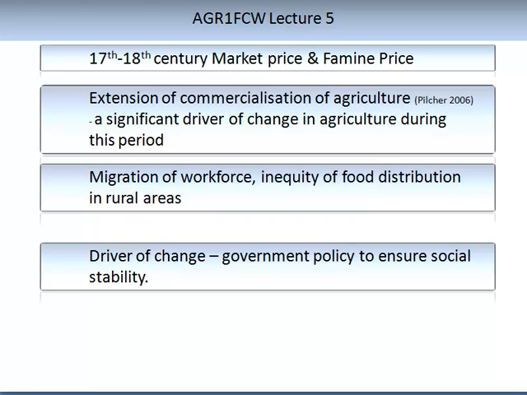The social changes that occurred during this period, along with the extension of commercialization of agriculture, led to significant change. For example, movement of the changes into rural Europe at this time resulted in a larger migration of workforce. Subsistence also changed. Riots occurred when rare grains were moved from the rural areas to the city. It might be hard for us to imagine that the wish of governments to ensure social stability resulted in drivers of change during this period.